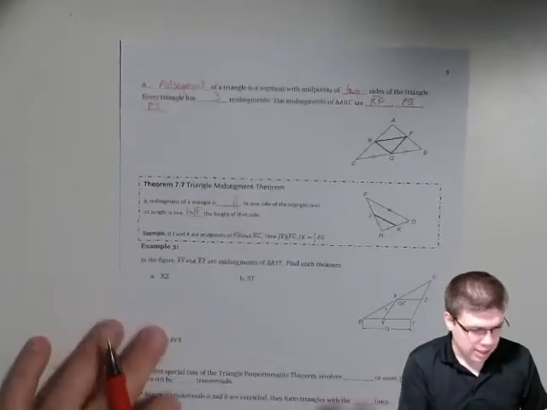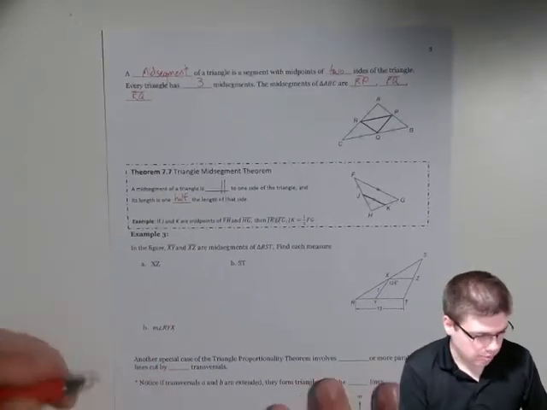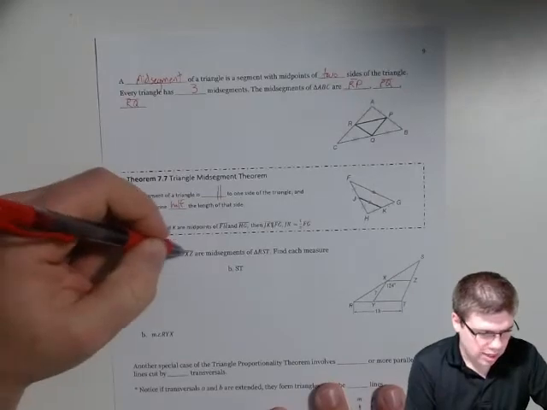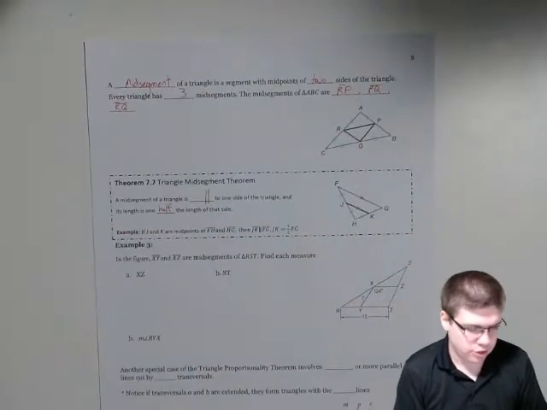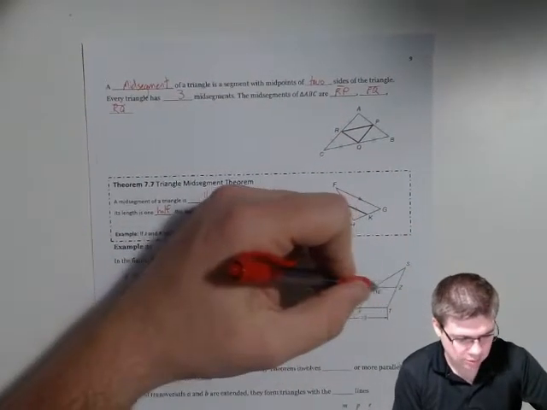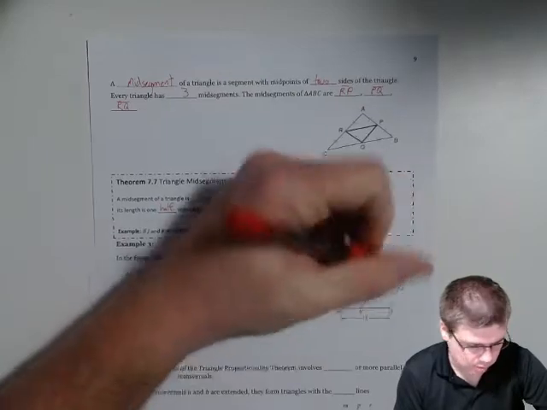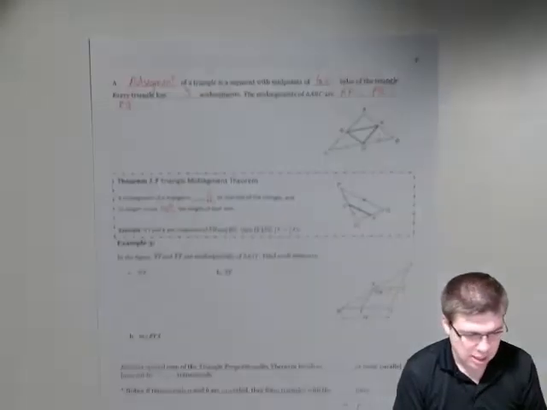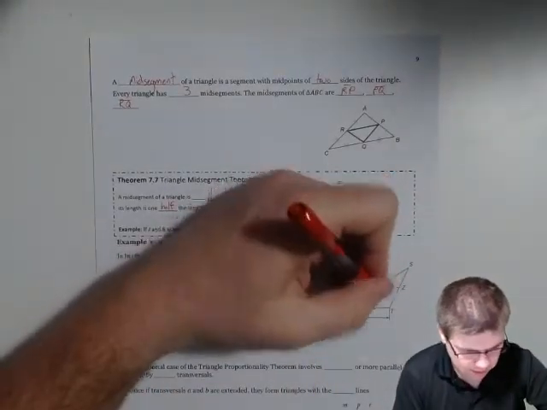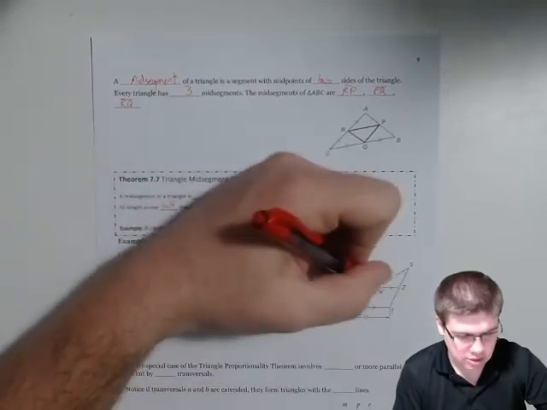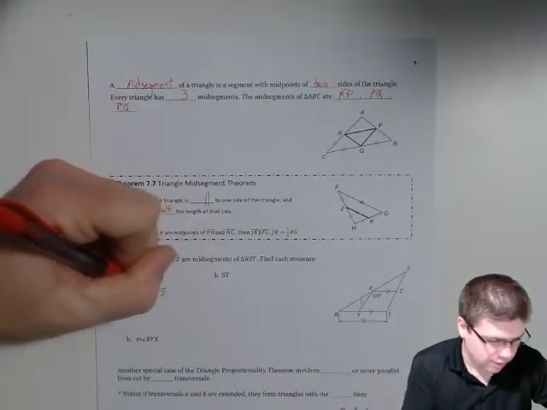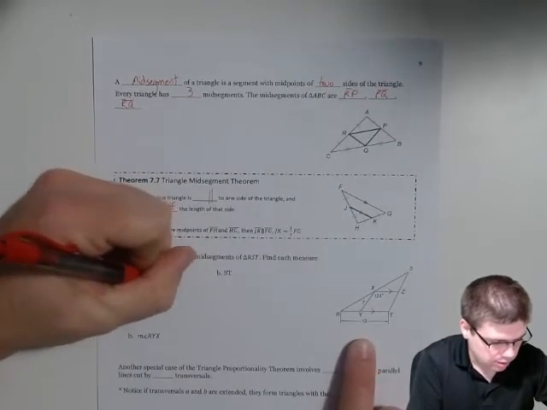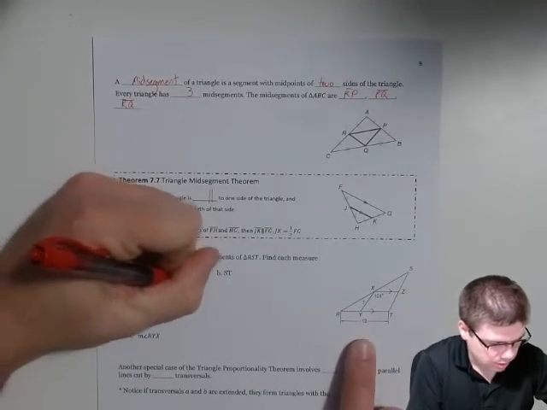So we can apply that to some of these problems here. If XY and XZ, so both of these segments are mid-segments of triangle RST, find each measure. So they want us to find XZ. Well, we know that this XZ is going to be parallel to this side, but we also know that this segment is going to be half of that side. So XZ is equal to 1/2 of 13, which is 6.5.